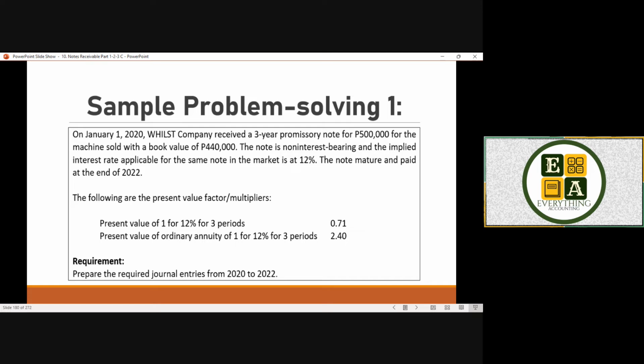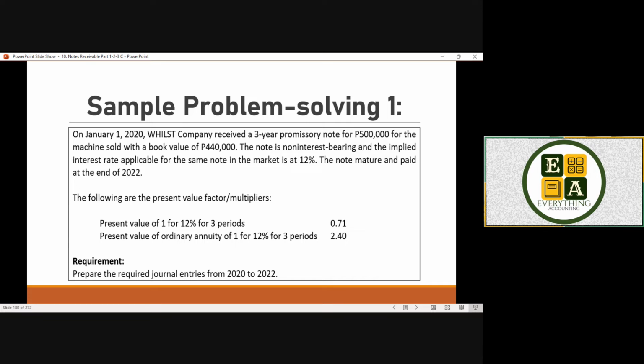The note matured and paid at the end of 2022. So meaning the last sentence provided, the note matured and paid at the end of 2022, meaning the promissory note will require lump sum settlement or one-time payment.